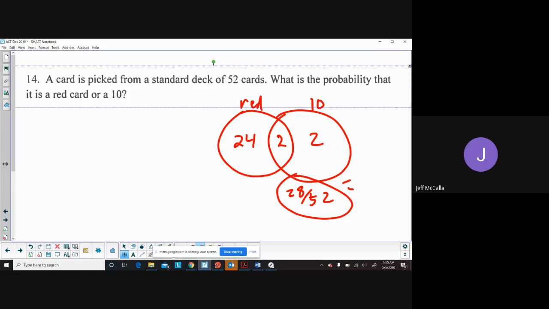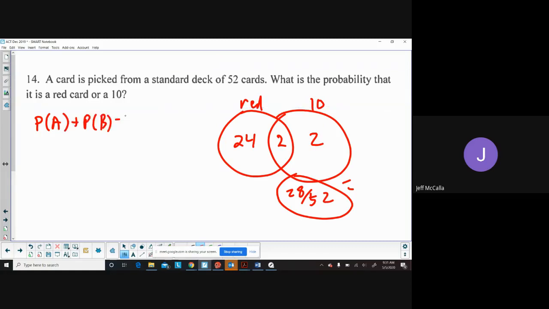The other way of doing this is to actually use the formula. Some people really prefer the formula way. It's the probability of A plus the probability of B minus the probability of A and B. This is the formula for an OR statement, for something like a red card or a 10. This is the formula you could use.